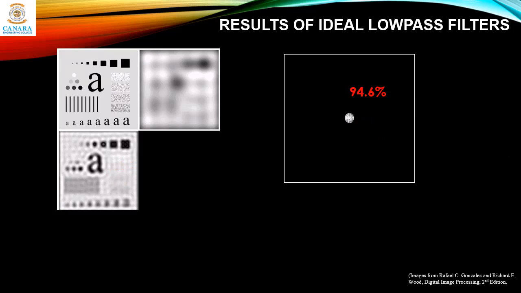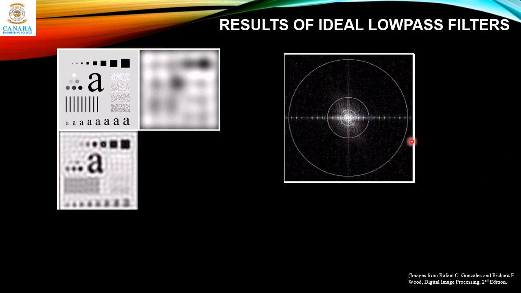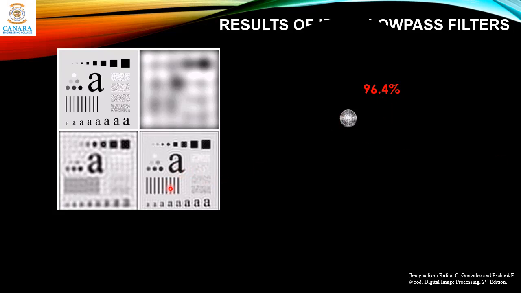Now if we increase it further, this is the spectrum, and if we choose the third circle like this with a power of 96.4%, the result will be like this. You can see almost all the components clearly. Along with that, you can also see some sort of ringing effect around the letter A, and on almost all the patterns you can see this ringing effect, where you can see the fluctuation of intensity.